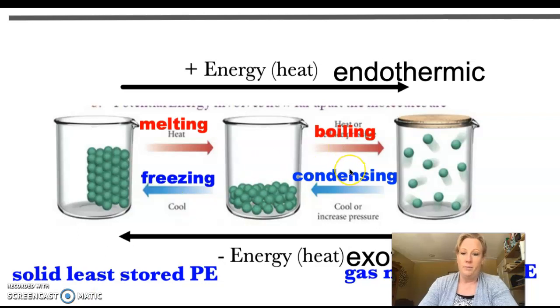So here's another picture just showing you the phase changes. We already talked about the fact of them being endothermic going this way, exothermic going the other. But think about now in terms of stored potential energy. Ice has the least amount of stored potential energy, and steam, water vapor, has the most potential energy.